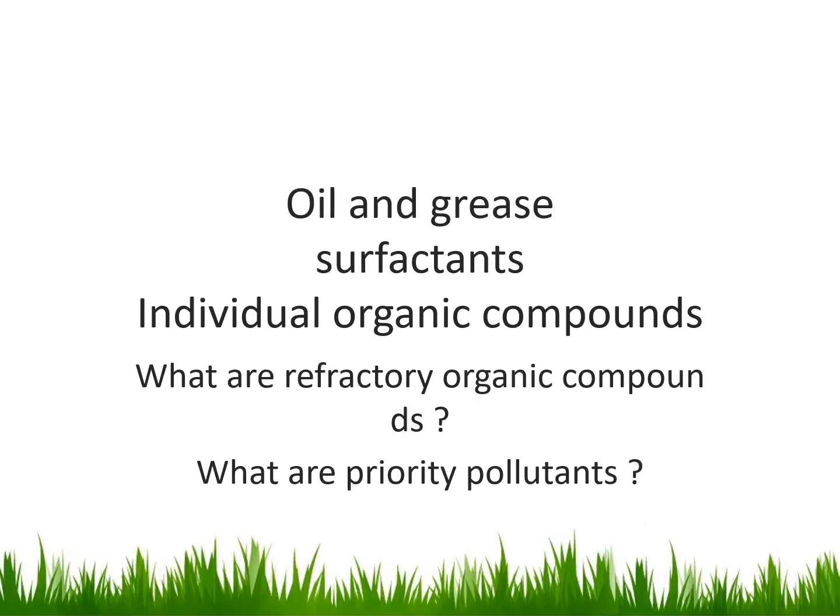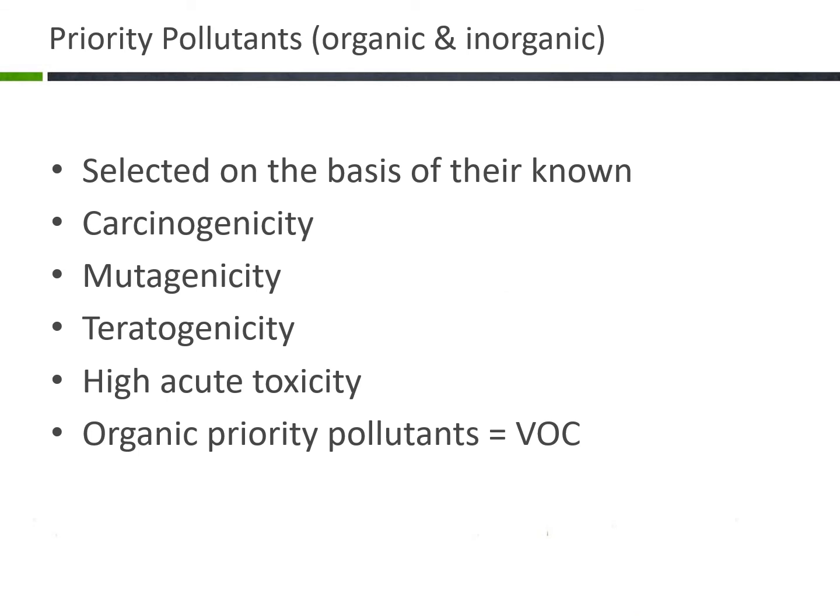Then there are some other pollutants like oil and grease, surfactants, individual organic compounds, refractory organic compounds, and priority pollutants. All these things you can go through. Priority pollutants are those with carcinogenicity, mutagenicity, teratogenicity, and high acute toxicity, such as organic priority pollutants. All these things you can go through yourself.